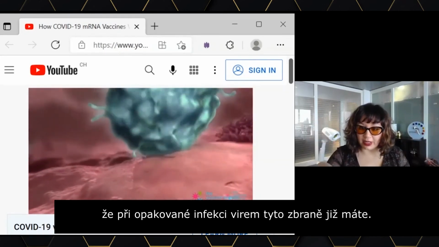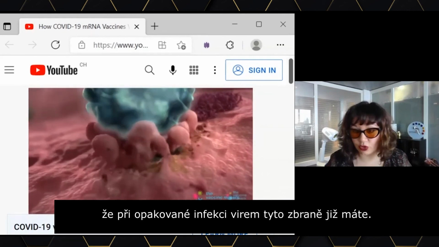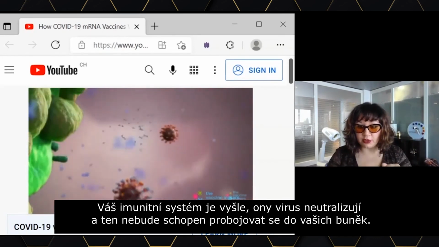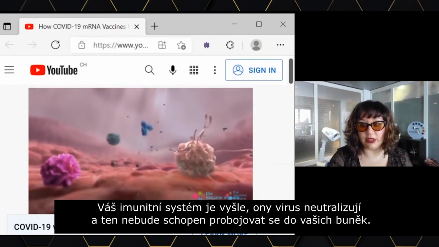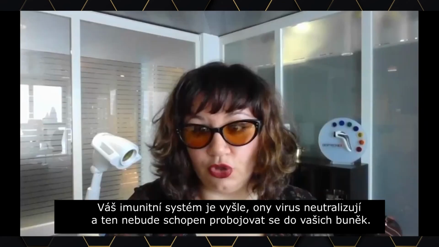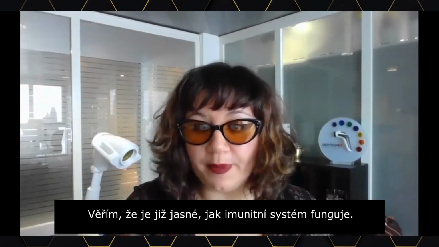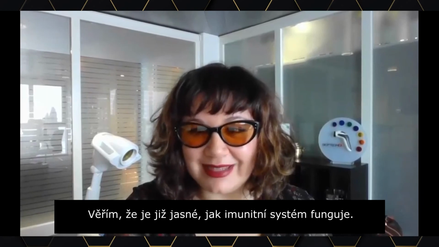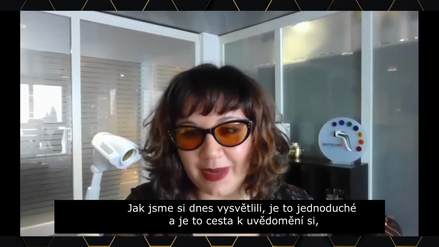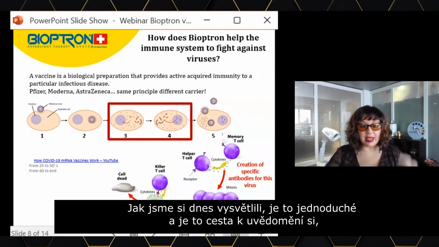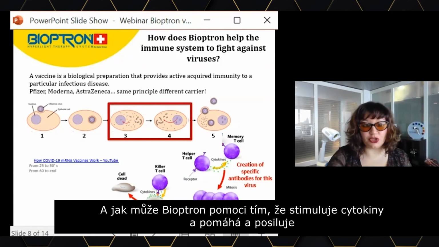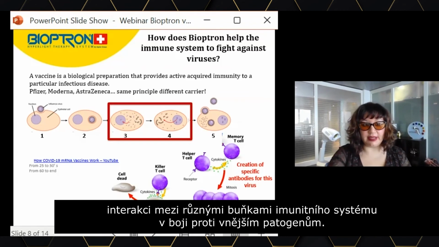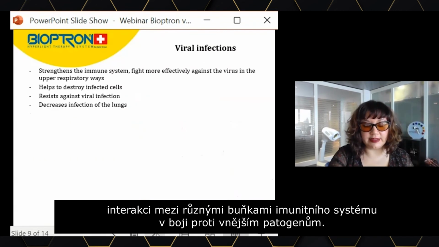In a way, when you are again infected by the virus, you already have the weapons. Your immune system will send them. They will neutralize the virus, and it will not even be able to enter your cells. So I hope it's clear now how the immune system works. It's very simple, as I explained today, but you can see how important the immune system is and the interaction between cells, and how Bioptron can help by stimulating the cytokines and boosting the interaction between different cells in the immune system to fight against external pathogens.